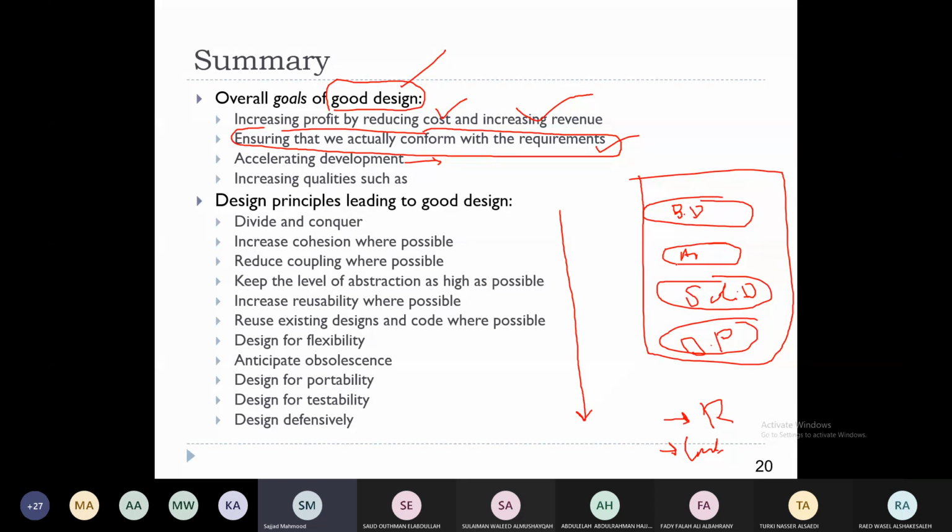Everybody is comfortable with this? Yes. Good. Alhamdulillah.